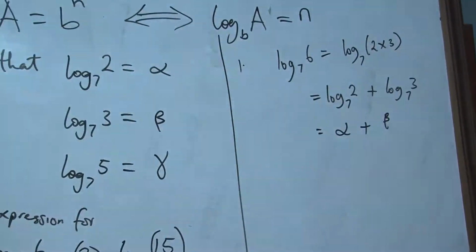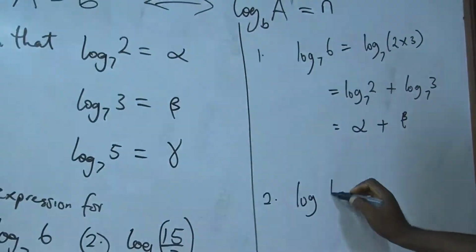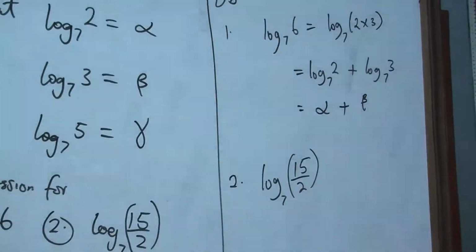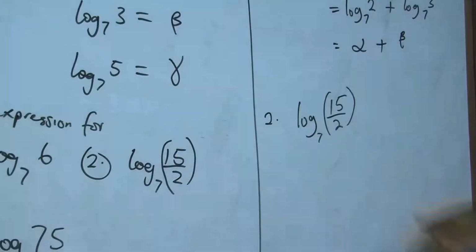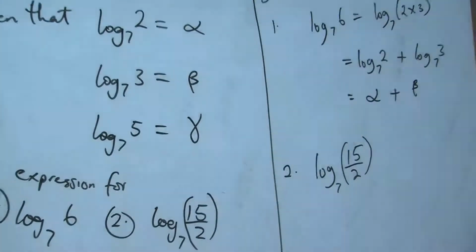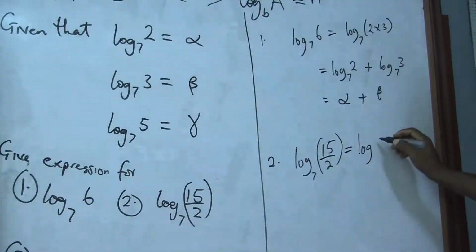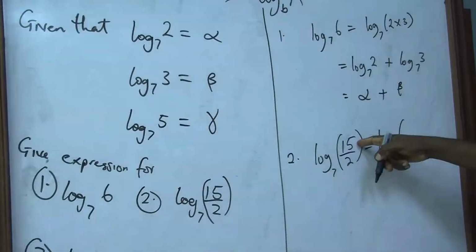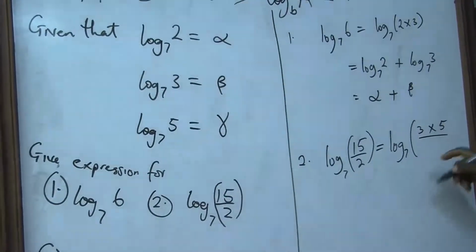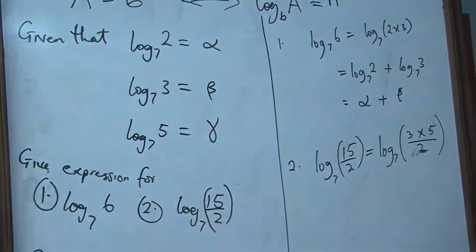For the second one, we have log 15 all over 2 in base 7. If you look carefully at what we have there, we do not have anything 15. But we have things that we can actually express as 15. So in that situation, this will be log in base 7 of 15, that will be 3 times 5, all over 2 that we still have in there.